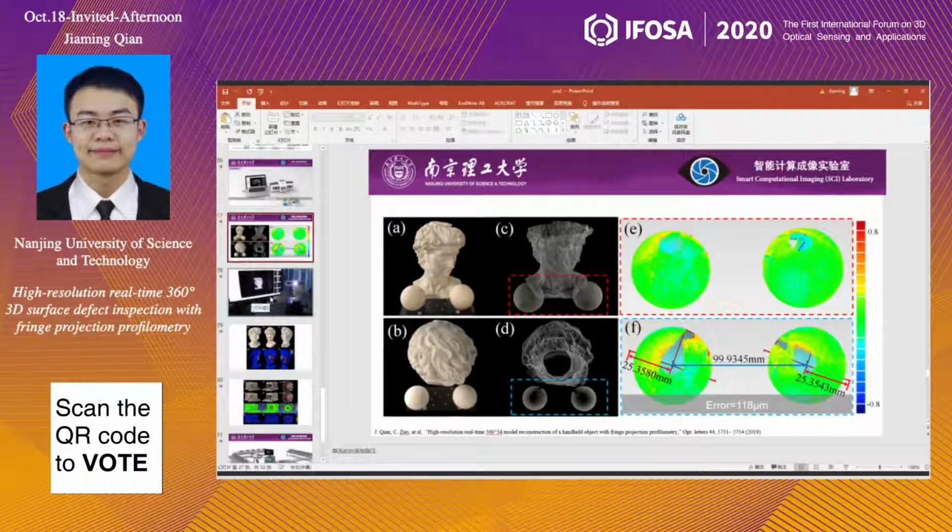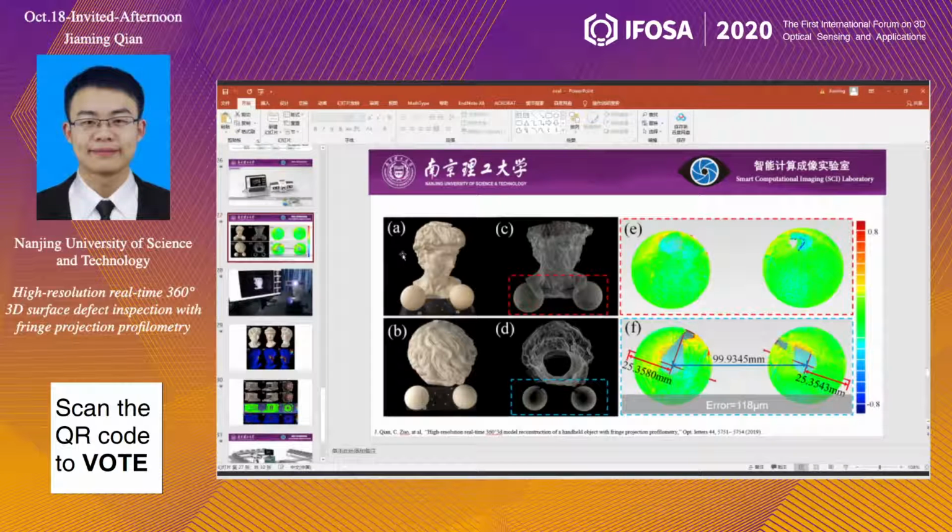Okay, good. I hope next time we can see your detailed validation for the small defect, so that you can prove your lateral and vertical resolution. Okay, good. Thank you. Thanks.